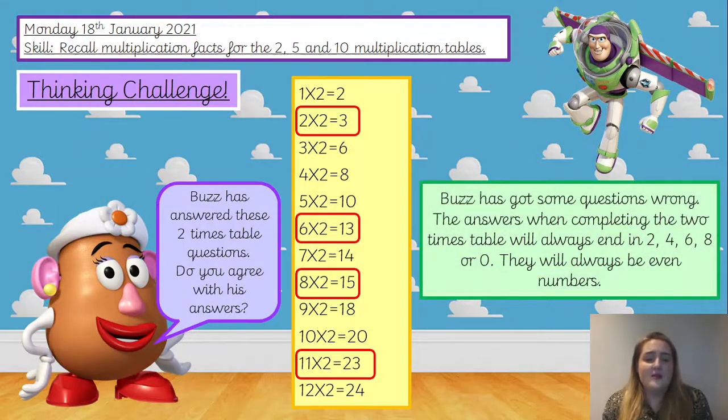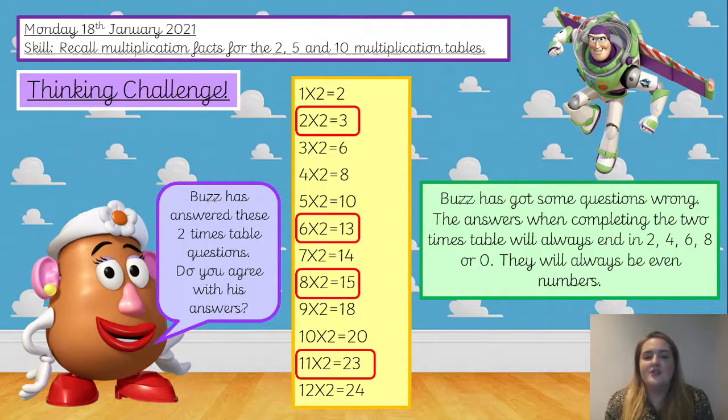So Buzz has got some questions wrong. The answers, when completing the 2 times table, will always end in 2, 4, 6, 8 or 0. And they'll always be even numbers. So if we have a look then at that first one he got wrong, 2 times 2, number 3 is the answer. That definitely isn't 2, 4, 6, 8 or 0, is it? And it isn't an even number, so that's wrong.